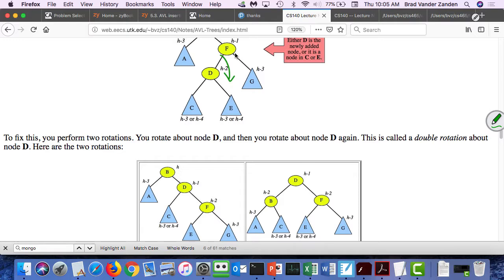As I said, I find memorization doesn't work well for me, so I always do the rotations, and I memorize how to do the rotations. I find them simpler. Yes, John?